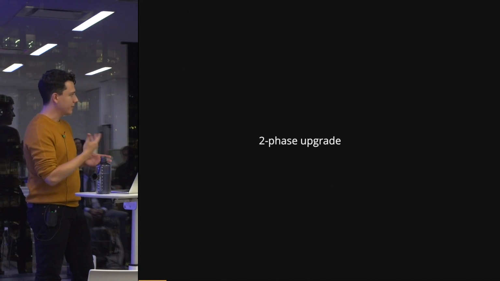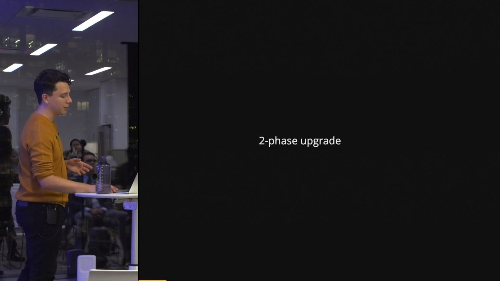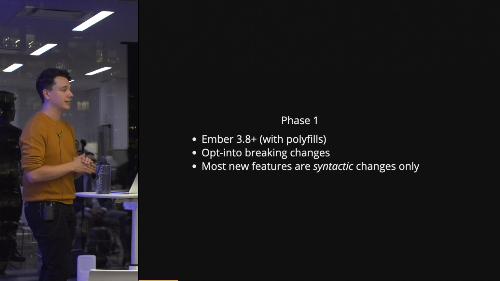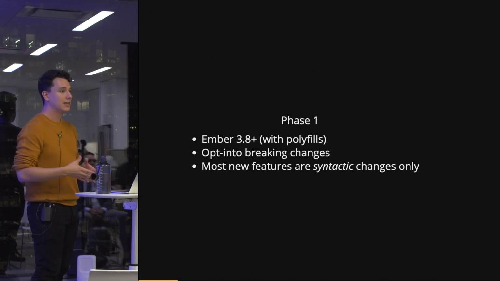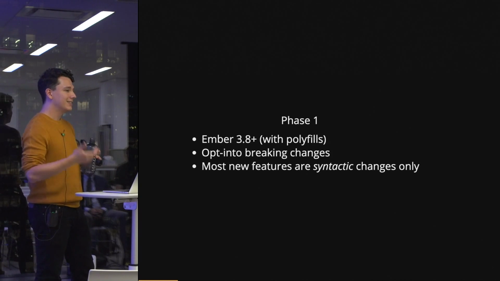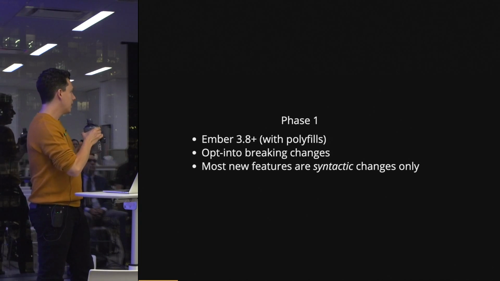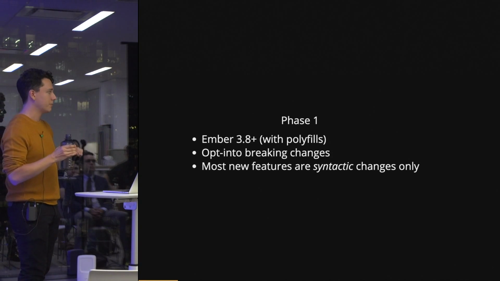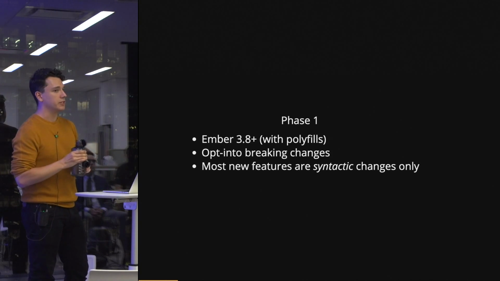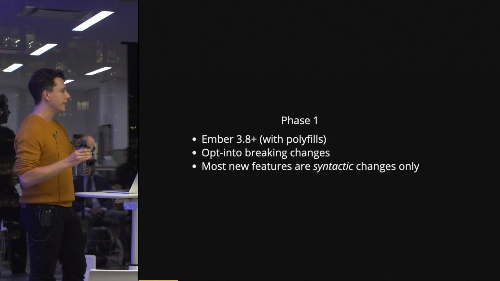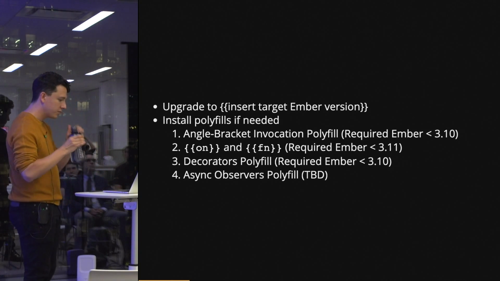So my recommendation at the moment is to approach this as a two-phase upgrade. Phase one is actually something you can start a bit early. You don't have to get all the way to Ember Octane, and for a lot of people, that will be very valuable. You might be stuck on an earlier version of Ember in a very large application where it takes quite a while to upgrade. So you can actually start as early as Ember 3.8 with polyfills. During this phase, you opt into the breaking changes, you upgrade to a recent enough version of Ember, and you introduce a number of new features, but they're mostly syntactic changes. They don't really change the meaning of the code that you are writing. They change the way that you write it. So let's dig into that a little bit.